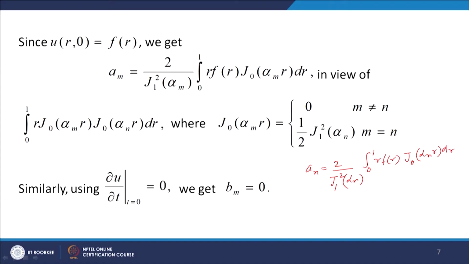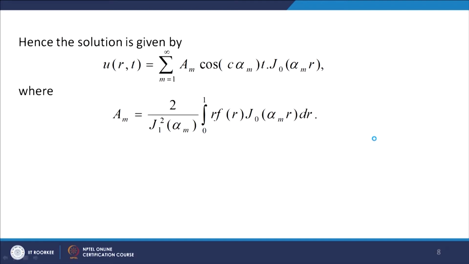Now n is any integer from 1 to infinity, so we can replace n by m, and therefore a_m is equal to 2 by J1 squared alpha_m times the integral from 0 to 1 of r f(r) J0(alpha_m r) dr, in view of the orthogonal property of this integral: the integral from 0 to 1 of r J0(alpha_m r) J0(alpha_n r) dr is equal to 0 when m is not equal to n, and 1 by 2 J1 squared alpha_n when m is equal to n.